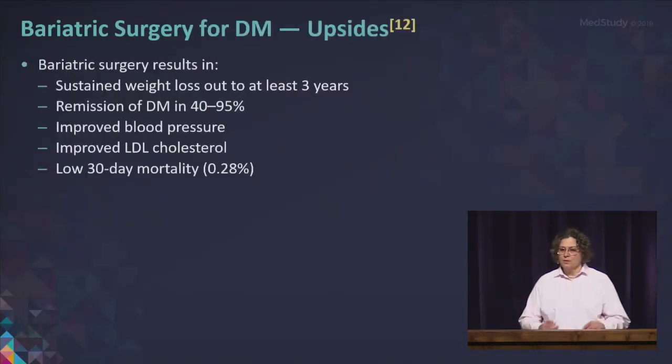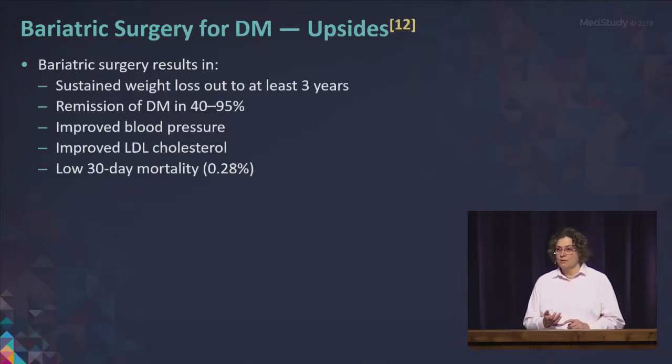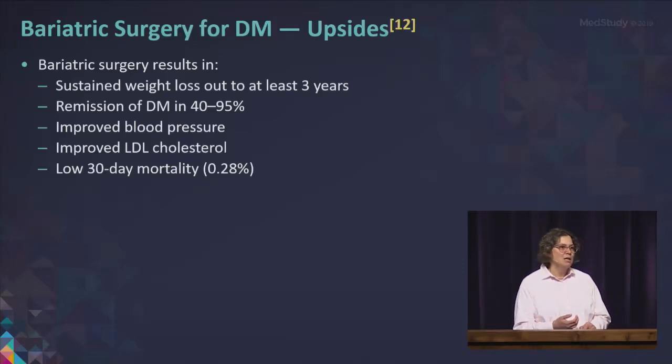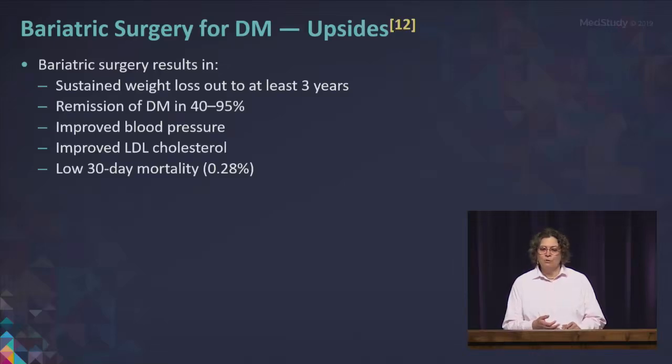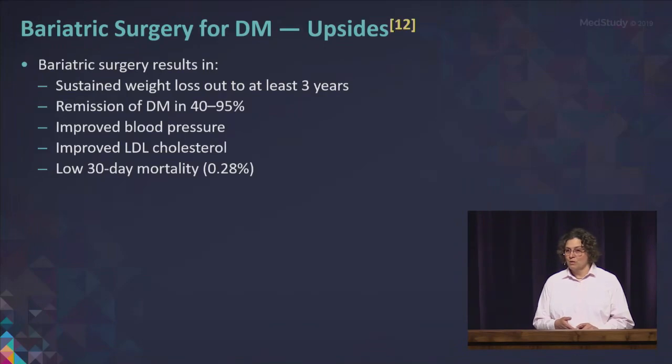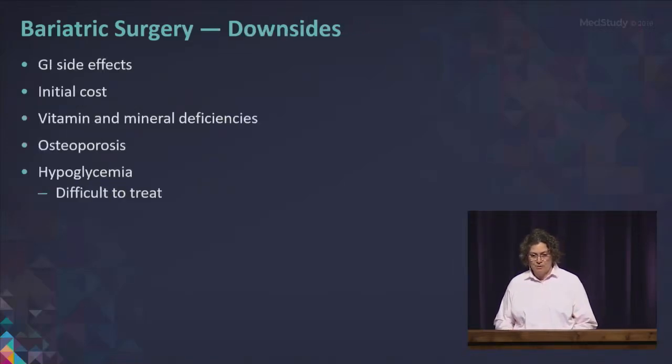So bariatric surgery gives sustained weight loss, better than any medications that we have out there, for years. There's actually remission of diabetes in a certain percentage of patients. What you're going to find is remission is predicted by duration of diabetes. The shorter the duration of diabetes, the higher the chance of remission. The longer the duration, the less chance of remission. Improved blood pressure control, improved LDL, and it actually has a very low 30-day mortality, that of a cholecystectomy. So they're getting so much better with the bariatric surgeries.